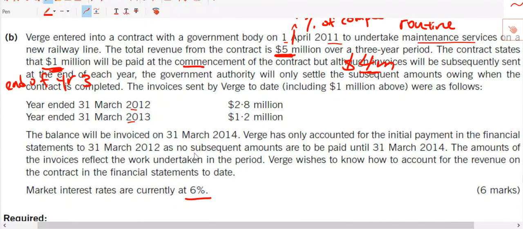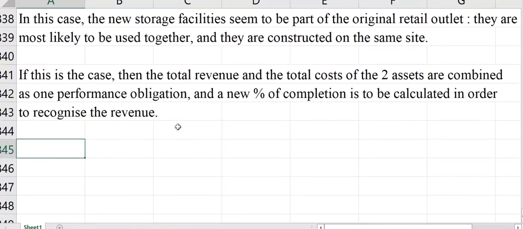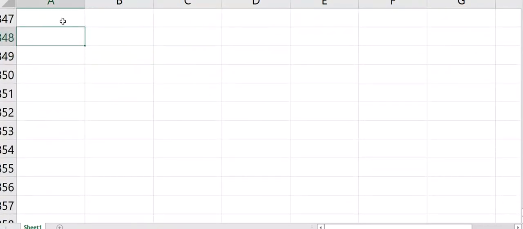So perhaps I want to start to write something before we go too far. So I'm going to talk about it is a routine performance. We're going to recognize revenue over time based on percentage of completion. And then the timing of receiving cash from the customer, which is the government in this case, will not affect the timing of recognizing revenue. However, it will affect the measurement because we need to calculate present value discounting. Next to page 9. Good.